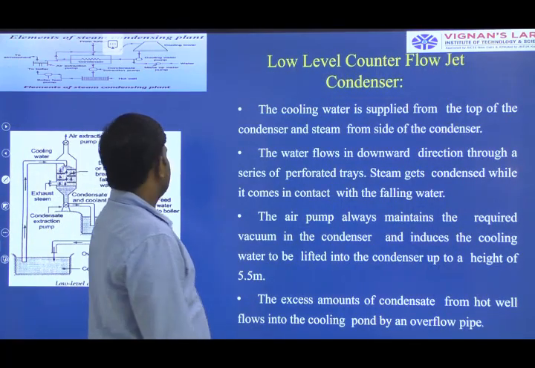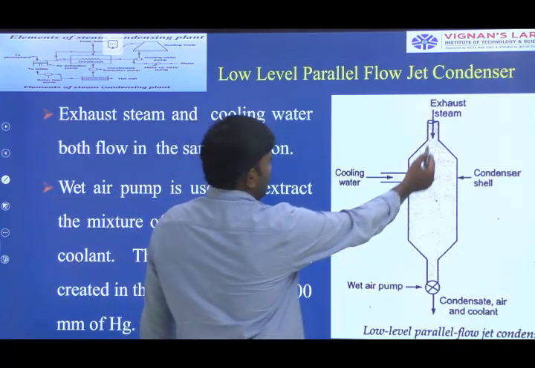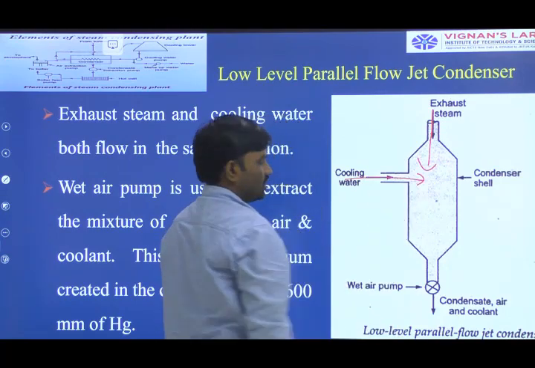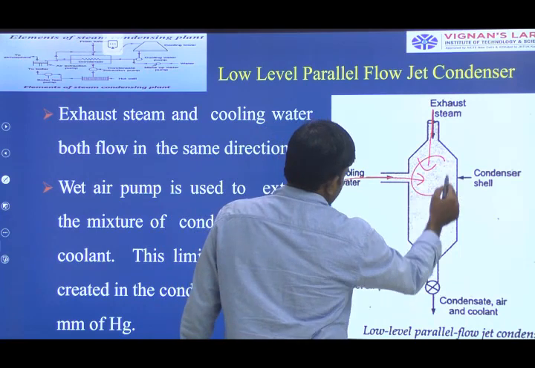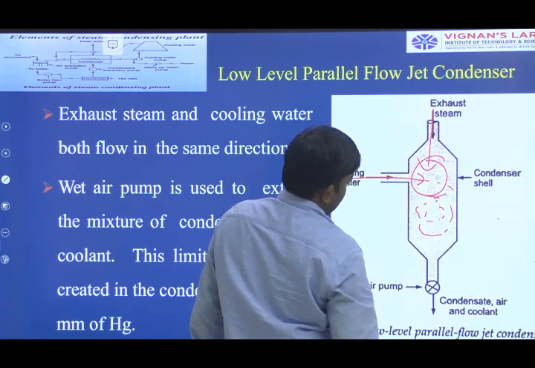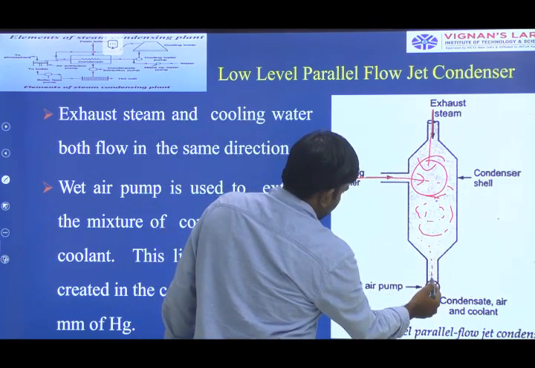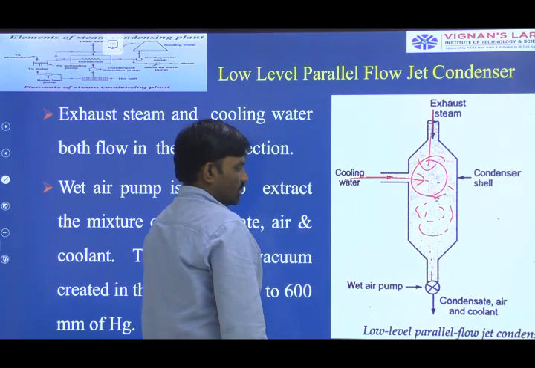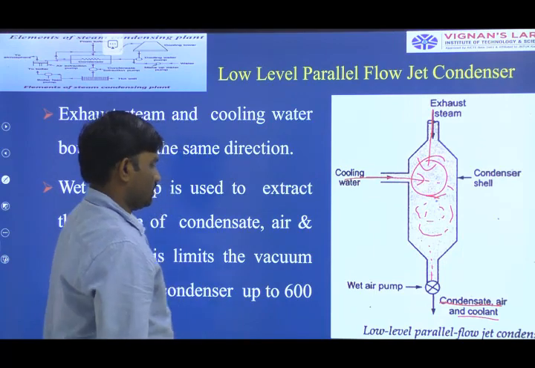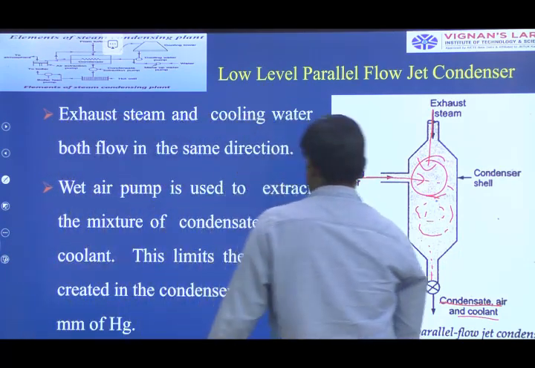See here, exhaust steam enters into the condenser and cooling water enters into the condenser. Both mix together inside the jet condenser, and during the mixing process the temperature of the exhaust steam decreases and the exhaust steam is converted into a condensate mixture. This condensate mixture we send to the boiler section. This is the low level parallel flow type of jet condenser arrangement.